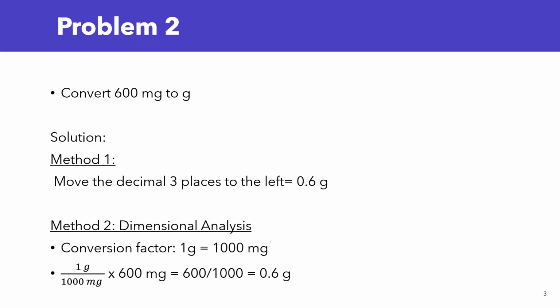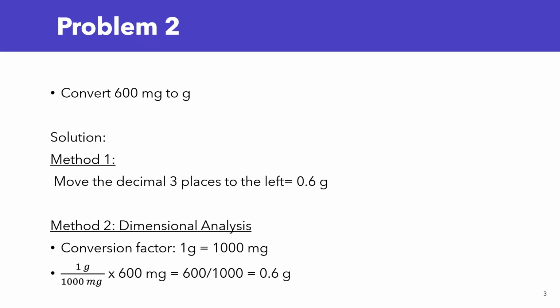Let's look at the second problem. Here we're converting 600 milligrams to gram. In the first problem, we were converting from gram to milligram. Now to convert from milligram to gram, we're going to move the decimal 3 places to the left. So that means 600 milligrams is 0.6 gram.